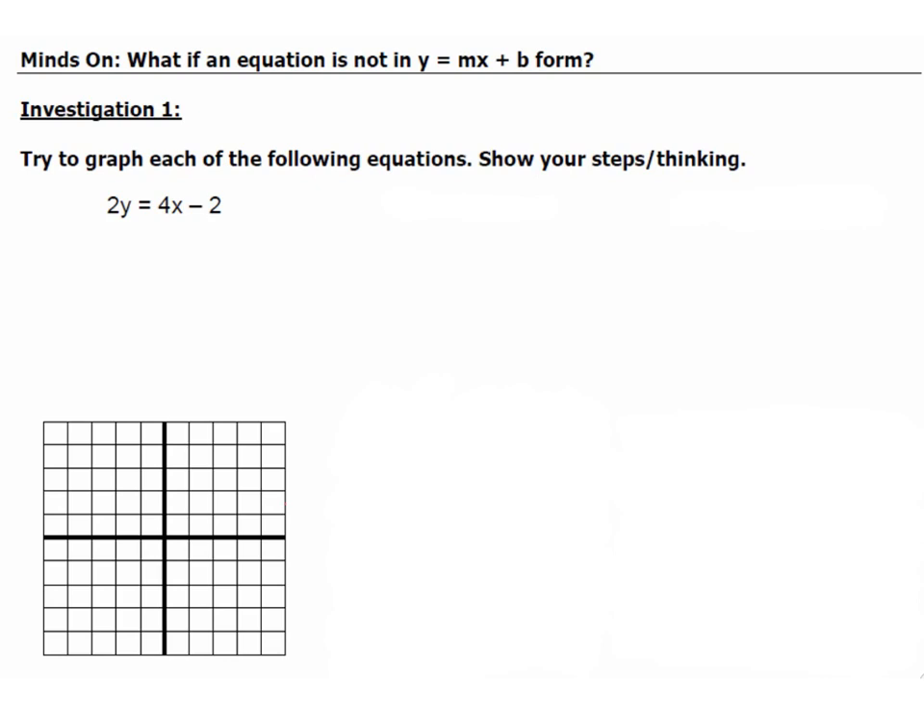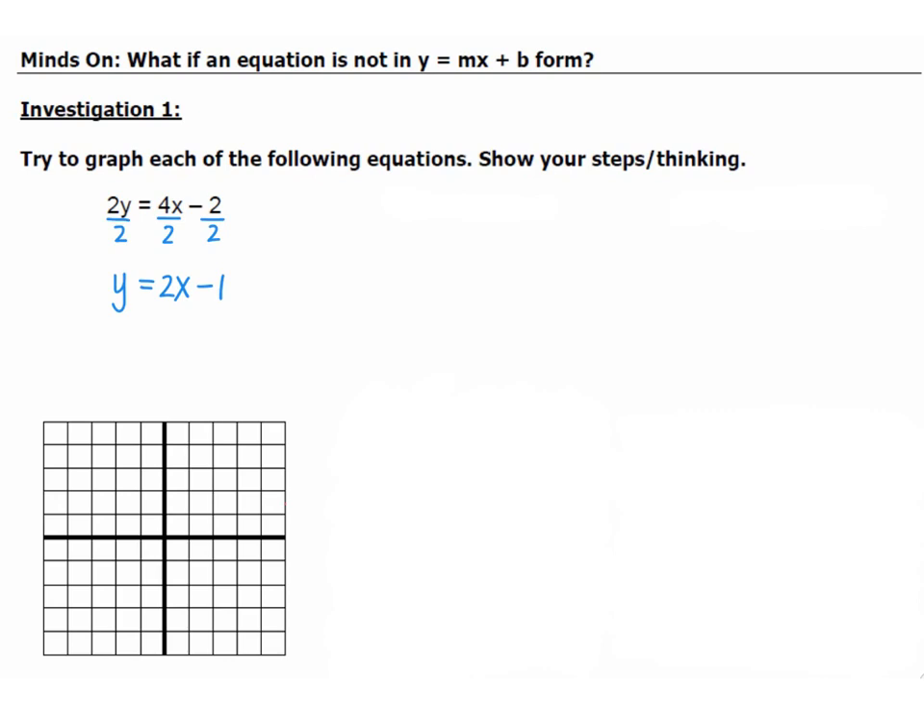It's 2y equals something. So in this case, in order to get the y by itself, we'll need to divide by 2. So we'll divide every term in the equation by 2. This will give us y equals 2x minus 1. And now we can create a graph.